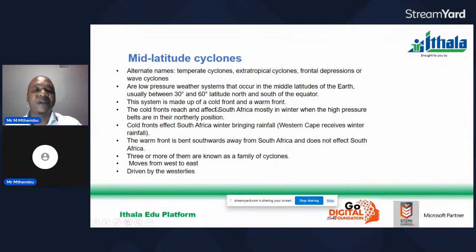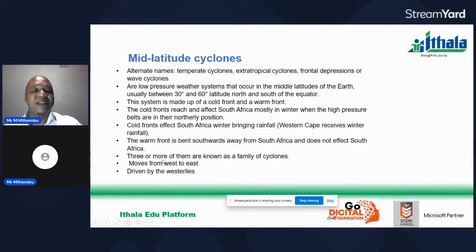So this system is made up of a cold front and a warm front. The cold fronts reach and affect South Africa mostly in winter when the high pressure belts are in their northerly directions. Another characteristic is that cold fronts affect South Africa in winter, bringing rainfall. The area that the mid-latitude cyclone is affecting in South Africa is the Western Cape. The Western Cape receives rainfall during the winter season. The warm front is bent southwards away from South Africa and does not affect South Africa.